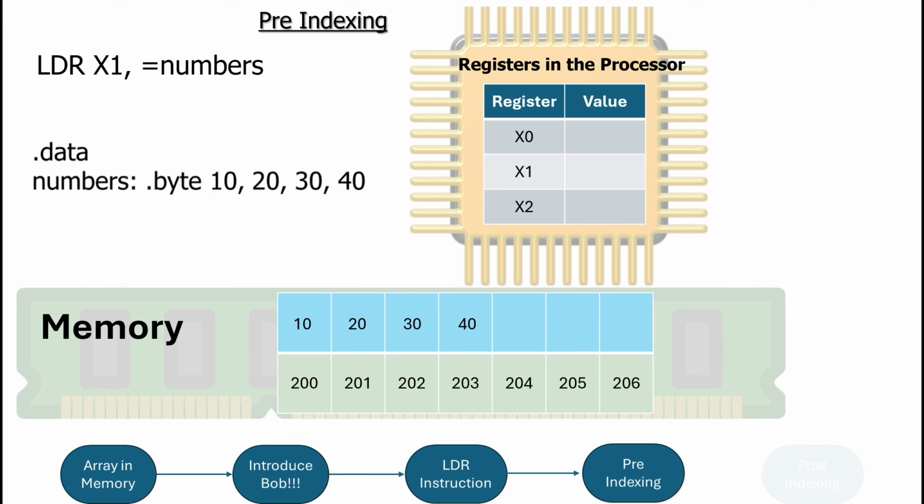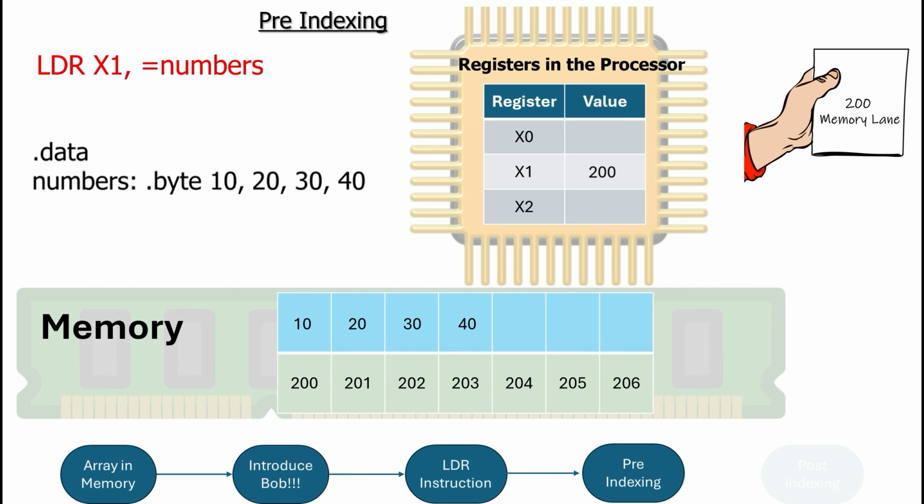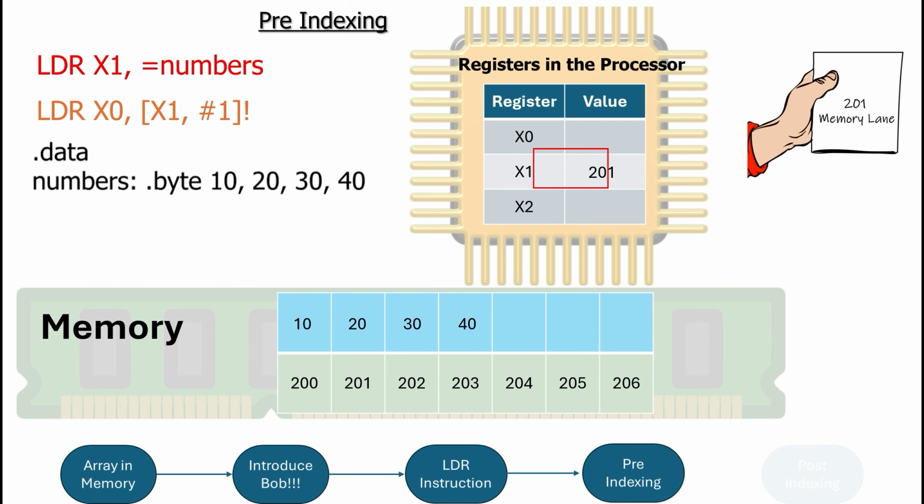First, we use the first instruction to get the base address of the array, which is 200. Next, instead of updating X1 manually, we use pre-indexing that does two things at once. It increments the value 200 to 201. Then it loads the value 20 in register X0. This means Bob doesn't even have to write the updated address on a piece of paper. He gets the new address and the package in one go.